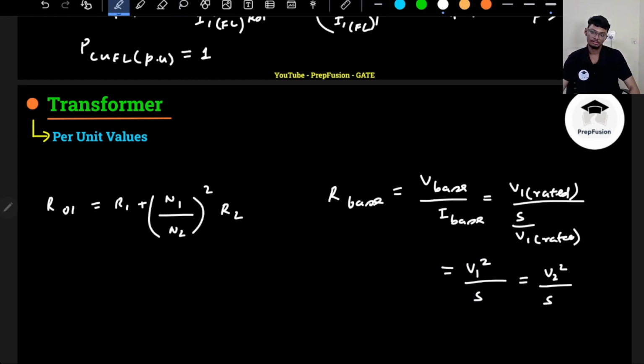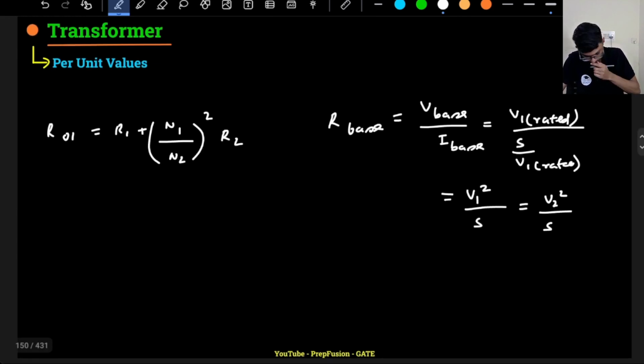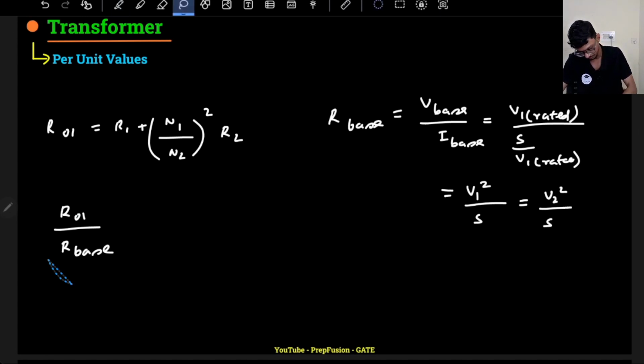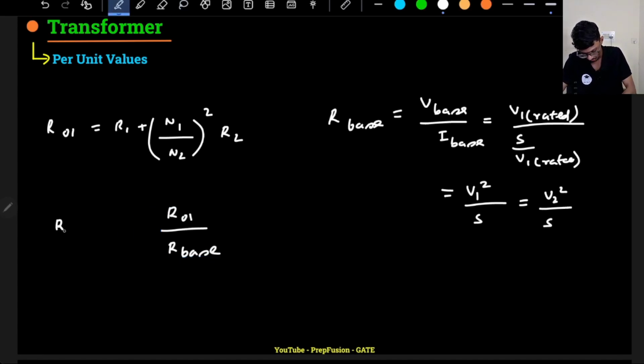Okay. So now I have to convert this into per unit. How do I convert this into per unit? That is what I am thinking. So in per unit, I have to simply divide this by its R base. So this will be R01 divided by its R base. That will give me the per unit value. This will be R01 per unit.